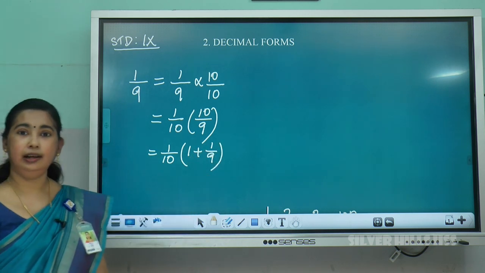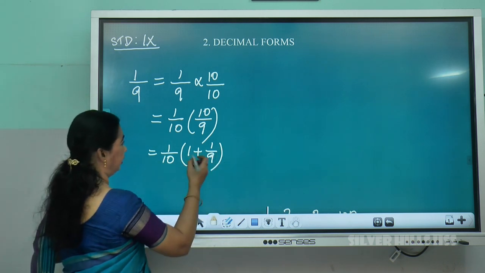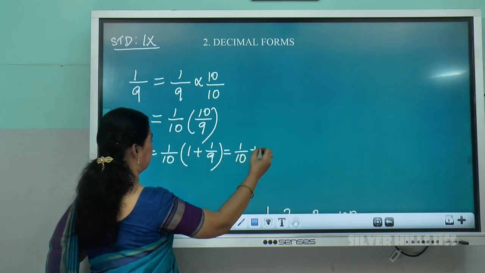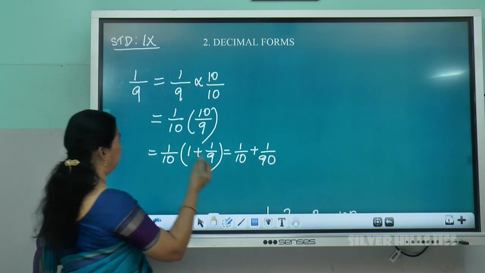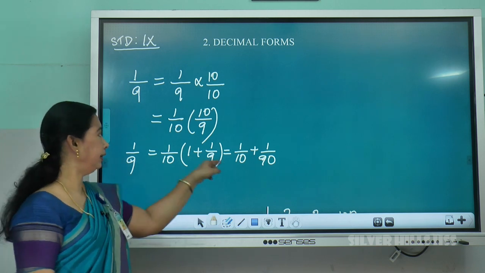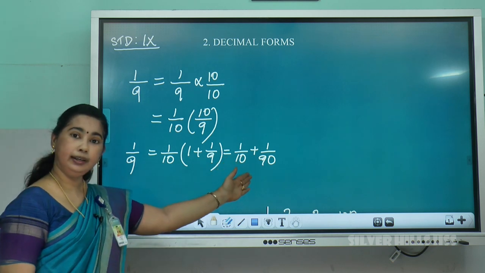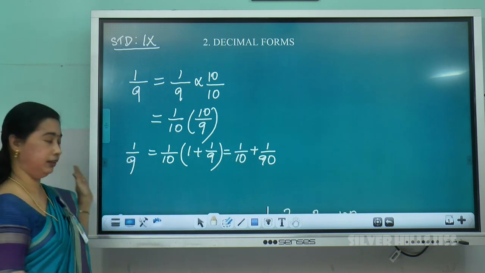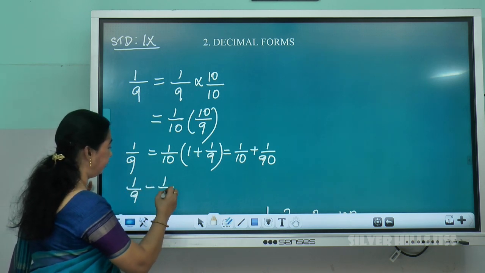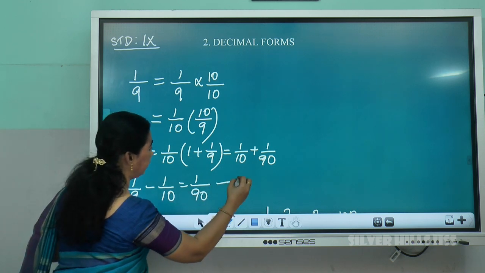Here, I am applying the distributive law. Opening the bracket, I will get 1 by 10 plus 1 by 90. Here, this side it is 1 by 9. So, 1 by 9 is equal to 1 by 10 plus 1 by 90. This 1 by 10 I am bringing to the left side. It becomes 1 by 9 minus 1 by 10 is equal to 1 by 90. Let this be equation number 1.